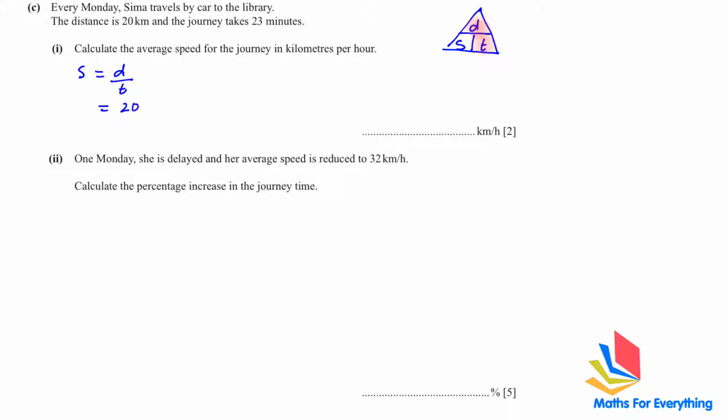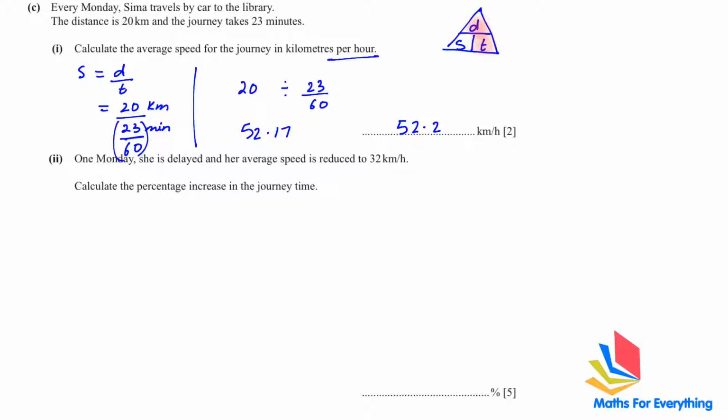Distance is 20 km and time taken is 23 minutes. We want the answer in hour. So we have to convert minutes into hour. How do you convert into hour? By dividing by 60. You can put the whole thing in the calculator like that, or if you find that confusing, you can write 20 divided by 23 over 60, and you will get 52.17. You can leave it like that or round it to one decimal place, 52.2 kilometer per hour.